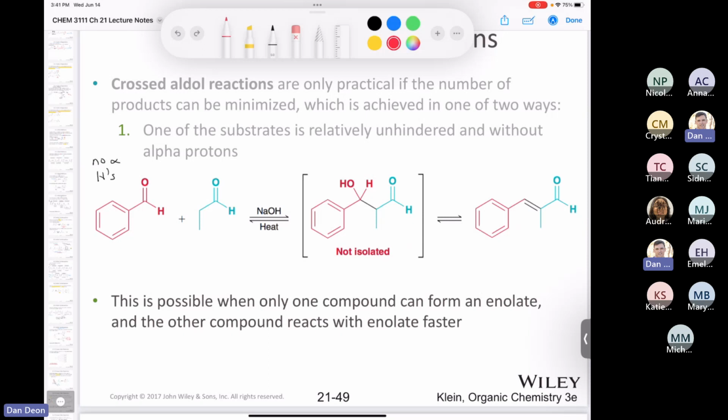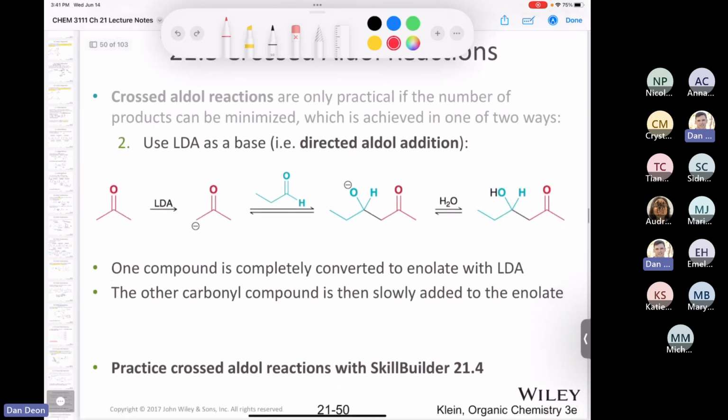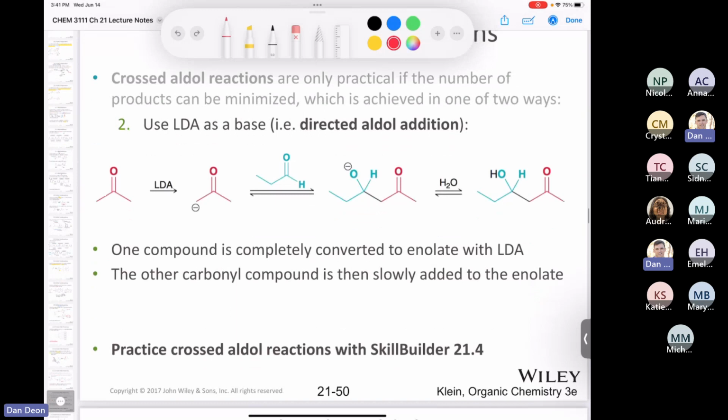Let's keep going with this crossed aldol thing here. Another way to do it is what's called a directed aldol addition. This is something I've done a few times in my life, and I worked with a guy who was a real expert at these directed aldol additions. I'm not going to draw the whole schematic out. I'll just explain it to you.